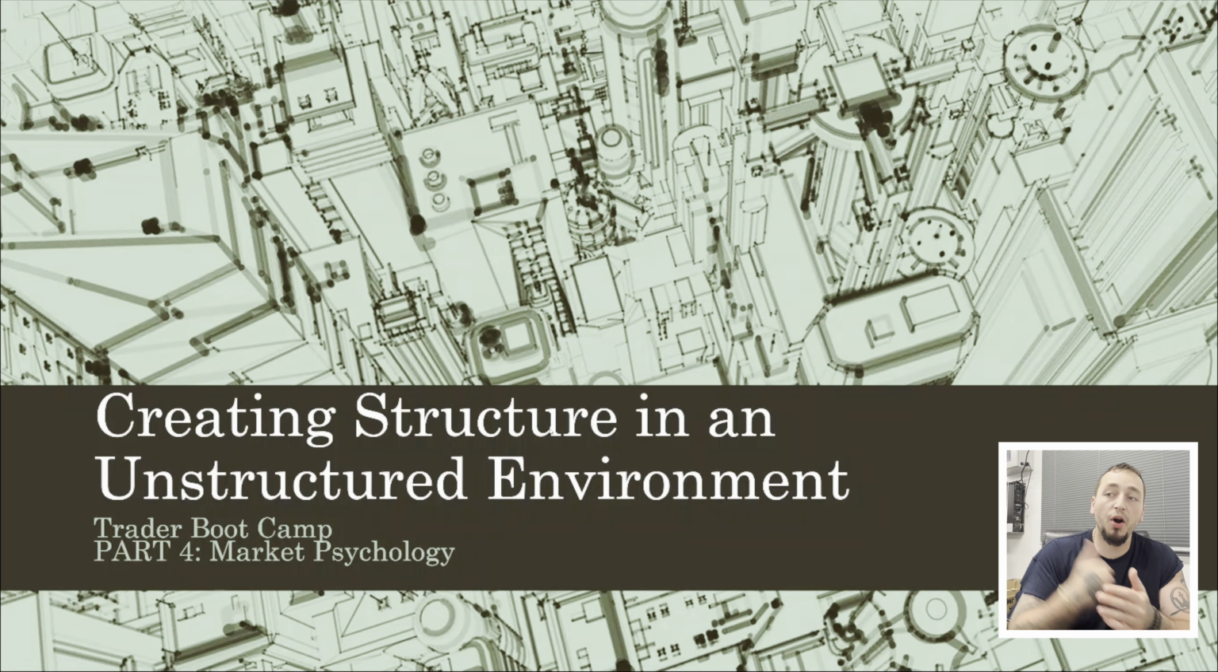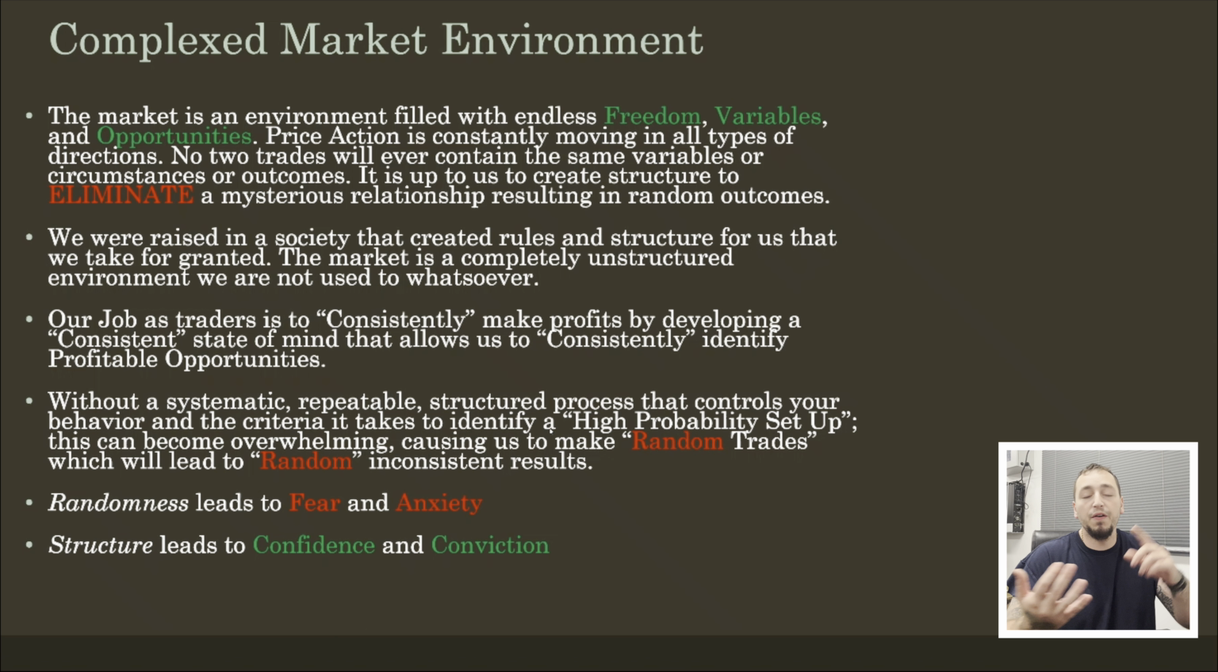The complex market environment. The market is an environment filled with endless freedom, variables, and opportunities. Price action is constantly moving in all types of directions. We've got news, fundamental catalysts, supply, demand, volume, all these different things that are adding to the craziness. No two trades will ever contain the same variables, circumstances, or outcomes. As much as we would like to think so, there is no such thing as two symmetrical trades. It is all up to us to create the structure to eliminate a mysterious relationship resulting in random outcomes. Random is very bad. We're going to break that down.